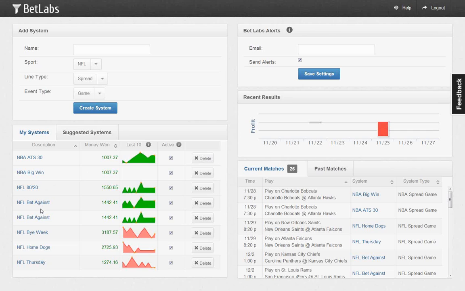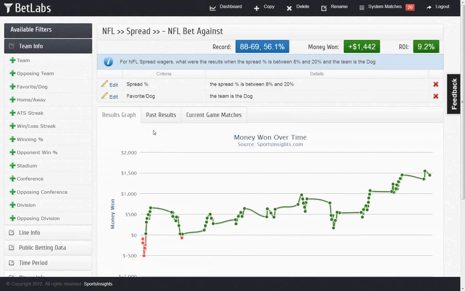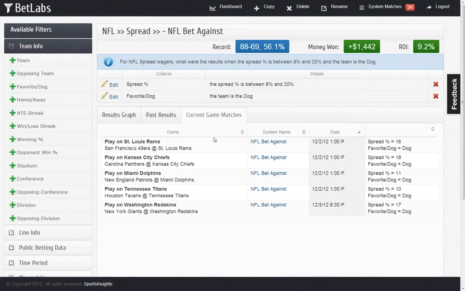The NFL bet against the public would be a good one because it's based on what the spread percentage is right now. And, of course, if the team's a dog, I'm probably more worried about this thing moving in the next hour or two. So we'll see current game matches. All right, let's see. Let's play on St. Louis, KC, Miami, Tennessee, Washington. A lot of teams fit that bill right now, but I wouldn't worry about this until closer to game time.